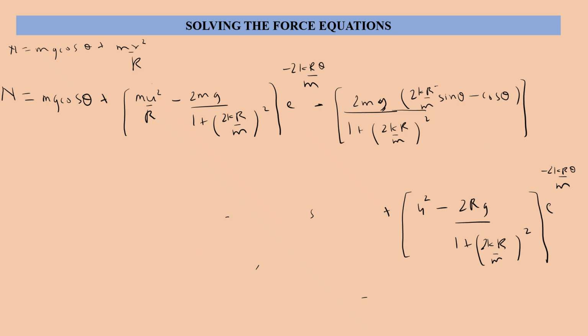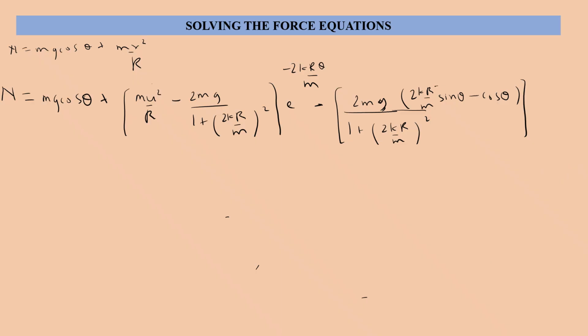So finally, we get an expression of v and n, and we are interested here in the expression of n, not v, because what we need to find is the minimum velocity u required for completion of the vertical circle, and the condition for the completion of the vertical circle is that at the topmost position, normal reaction should be greater than or equal to 0. So we require n at theta equal to pi greater than or equal to 0.